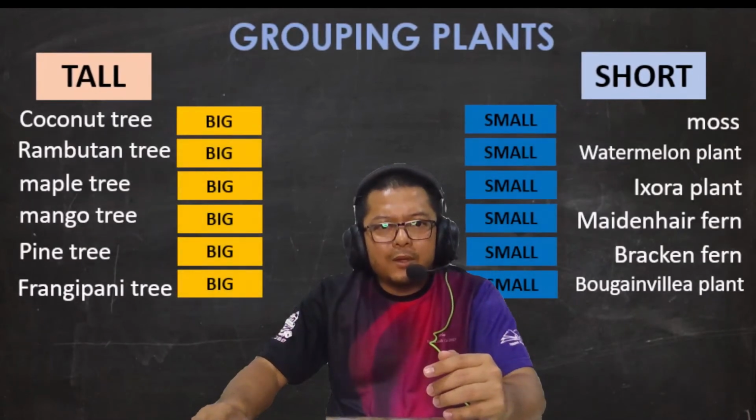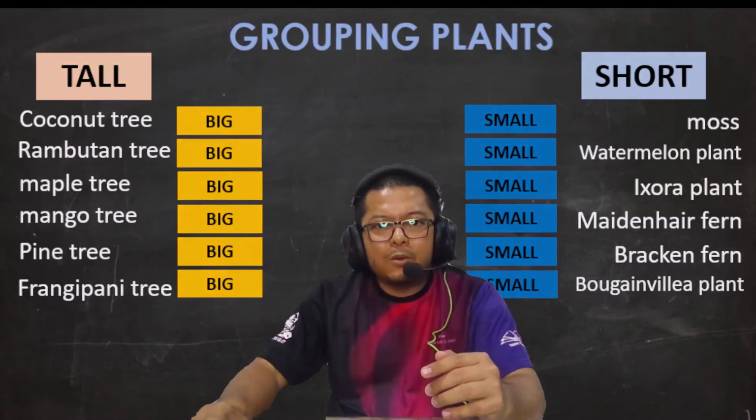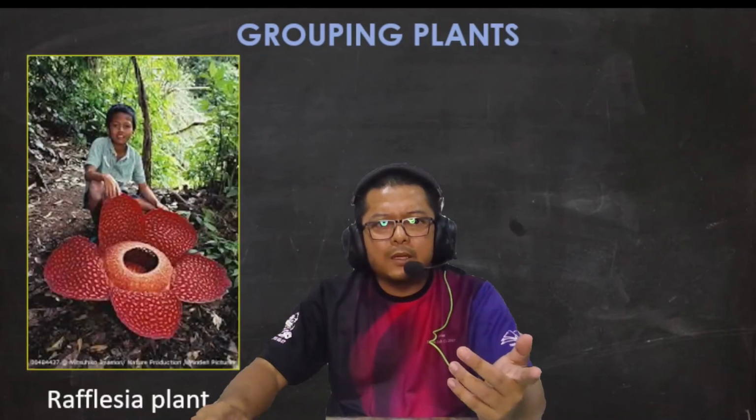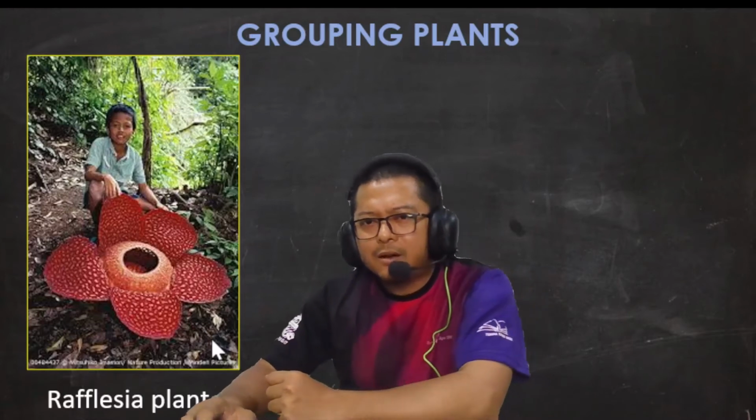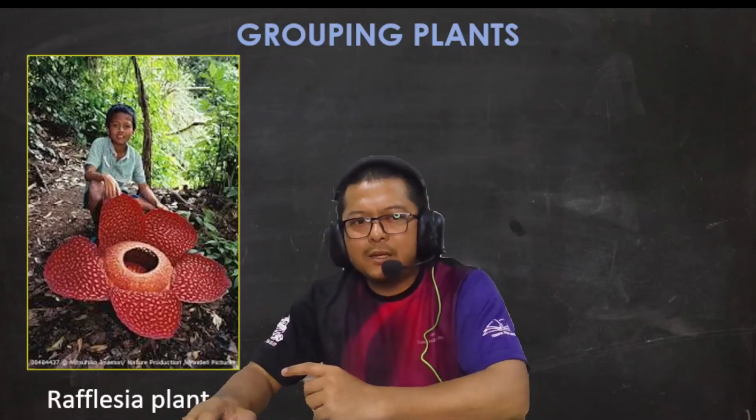So bougainvillea in the short group and frangipani tree under the tall group. Now next, Rafflesia plant. Now one story about Rafflesia. Rafflesia is one of the smelliest plants.